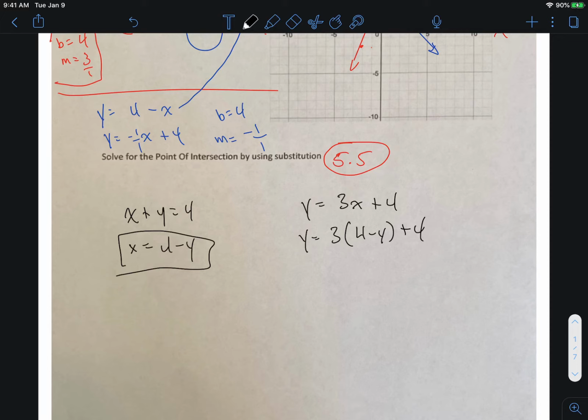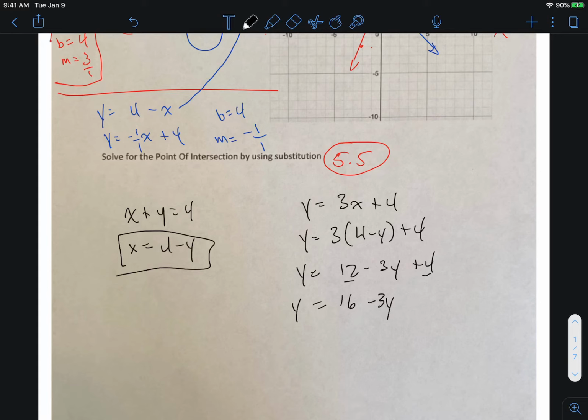Now do the math on that. So, if we do everything in the brackets, it would be Y equals 12 minus 3Y plus 4. Is that right? So then, deal with the numbers. You deal with the numbers first. What's 12 plus 4? 16. Okay, so 16 minus 3Y.